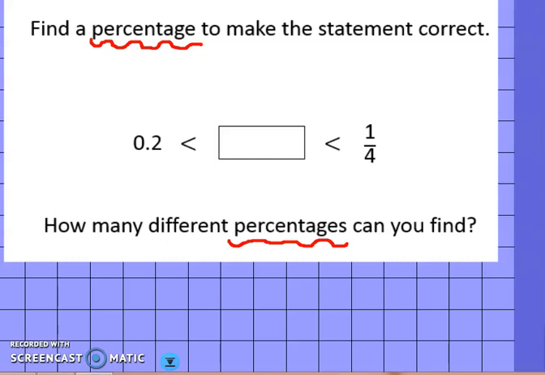Some reasoning questions might look like this. Find a percentage to make the statement correct. So 0.2, the same as saying 2/10. Again, I want that to be over 100. I'm going to times them both by 10. So that's 20 out of 100.